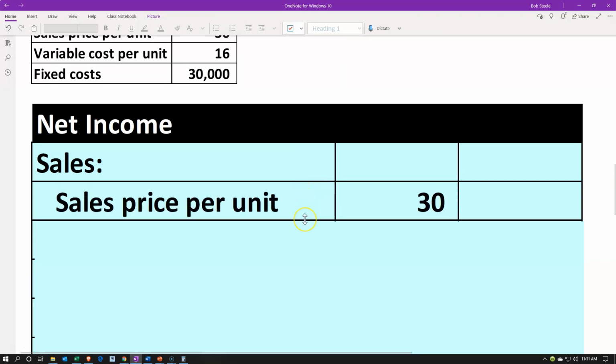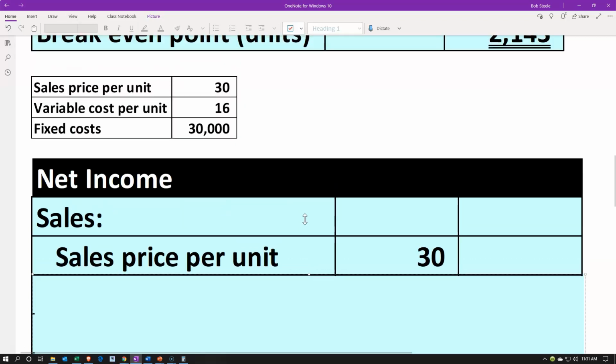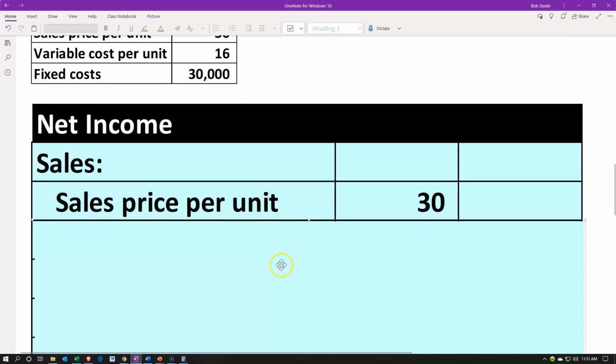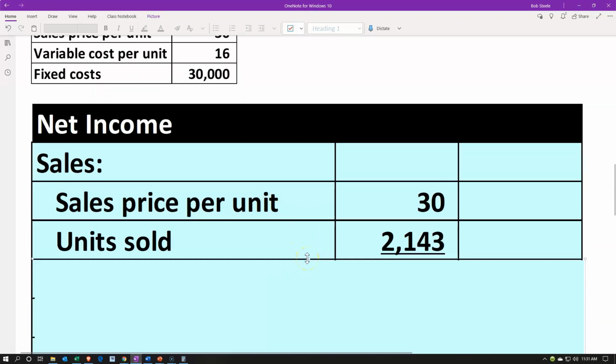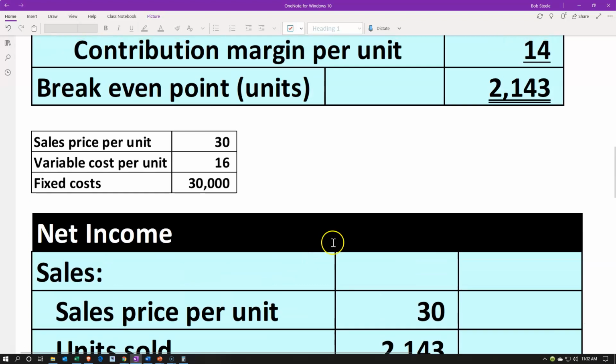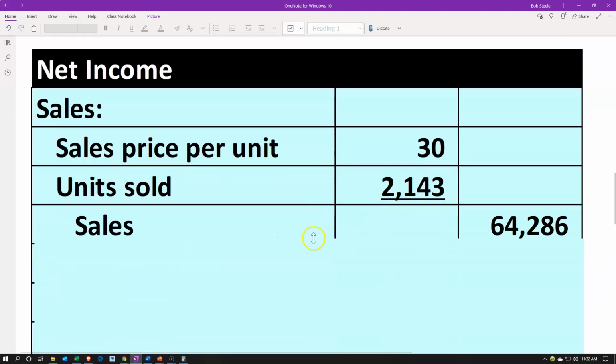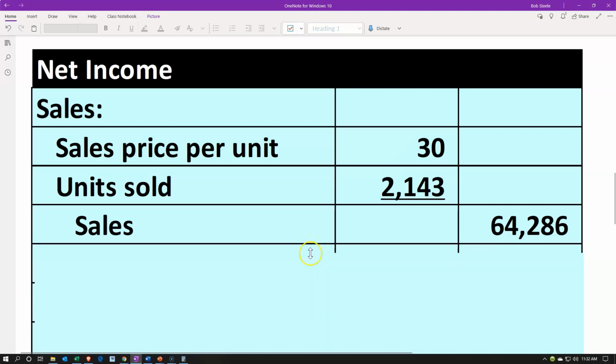Sales is going to be the top line number, as in the normal income statement. We're going to break it out and calculate the units, the sales price per unit, which we said was $30, times the number of units that we're going to sell. And now we're going to plug in our break-even point, that 2,143. The $30 times the 2,143 would mean we would have sales, the break-even point in sales, of $64,286.